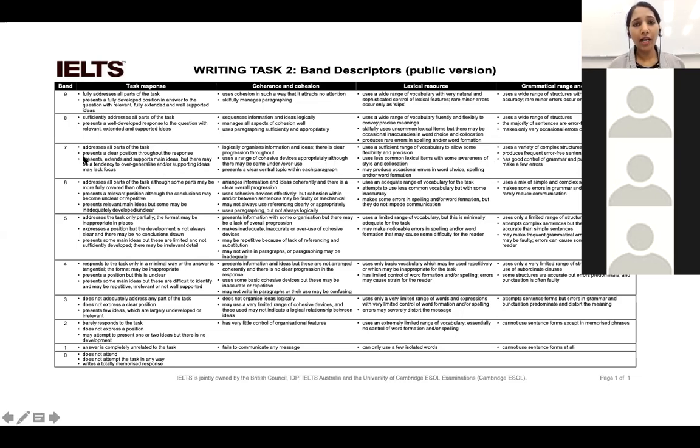If you look at band 7, what to do to achieve this for task response, how to get 7 for this criterion? The first thing is that it addresses all parts of the task. What do they mean by it? If they're asking for your opinion, you treat it like an opinion-based essay. If they're giving you 3 bullet points, you address all 3 bullet points. If they tell you to give reasons, explain the problems and explain the solutions, and you fulfil their requirement, then you will get your 7 for task response.